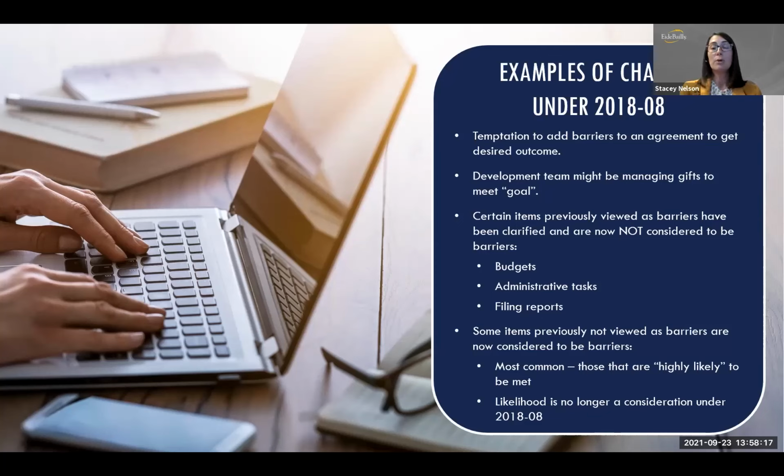There are certain items that previously were viewed as barriers that have been clarified and now are not considered to be barriers. Those are the things such as the budgets, the annual reporting, the filing of reports, and administrative type tasks. And then in addition, you may have some items that previously were not viewed as barriers because of that likelihood assessment, but now would be considered barriers. So you're no longer going to take in that probability assessment, and it's no longer a consideration in determining whether you have a conditional contribution.